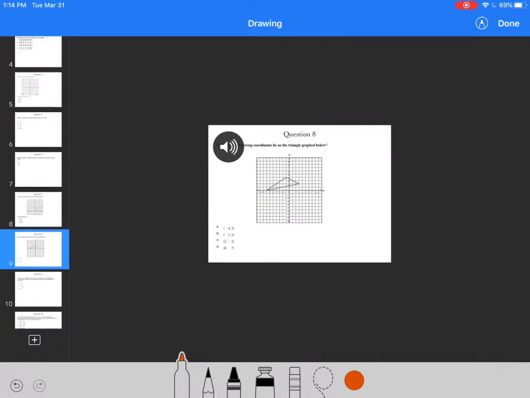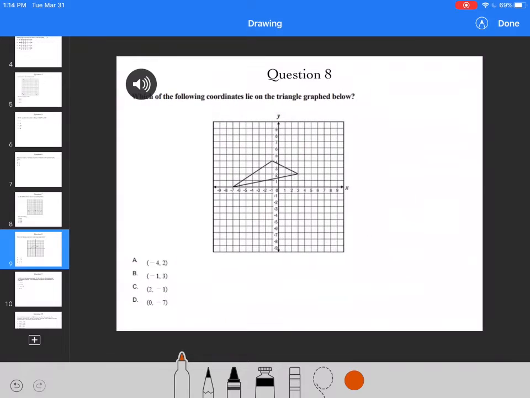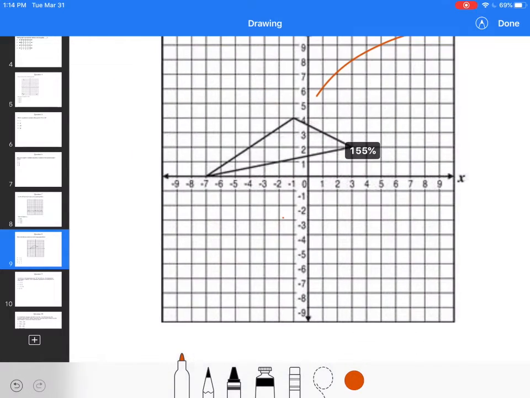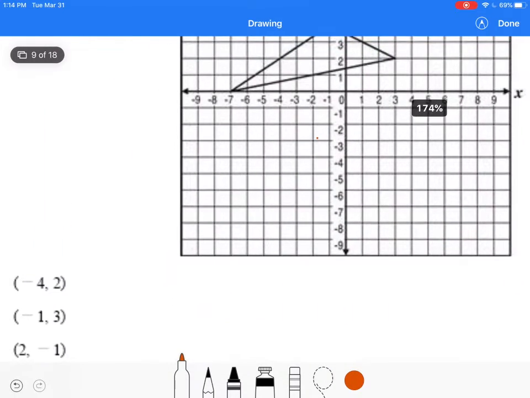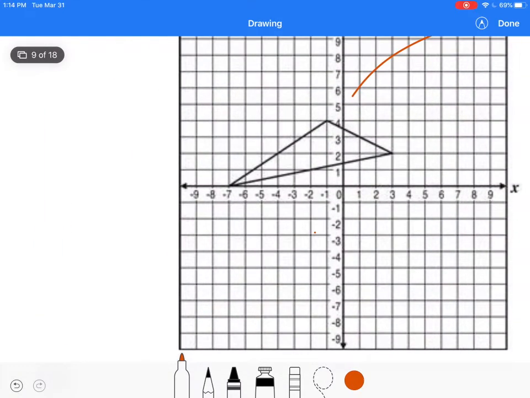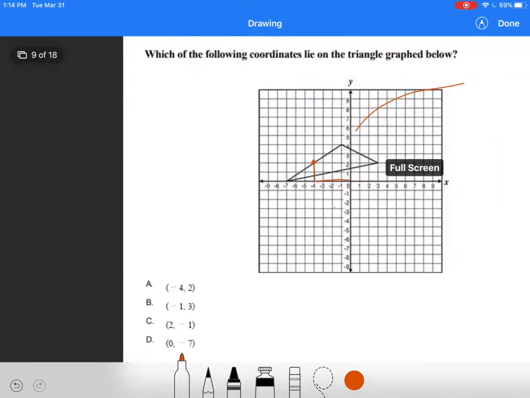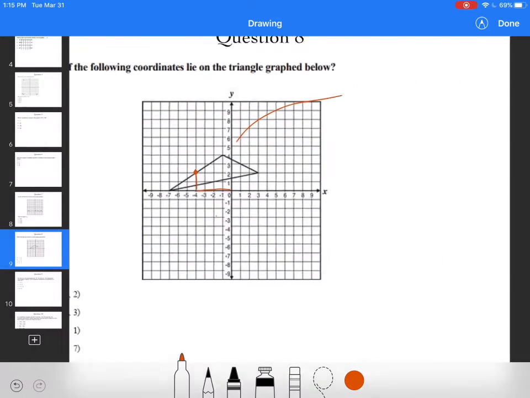All right. The next one, it says, which of the following coordinates lie on the triangle graphed below? So on it means it has to land on a line segment. So my first point is -4, 2. So I go over to -4 and I go up to 2. That's on the line segment. So I think it's A, but I'm going to check the other ones.